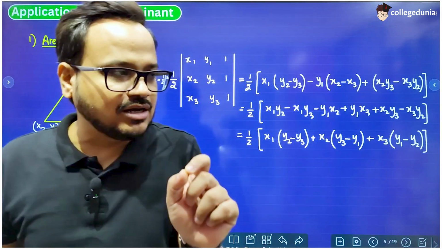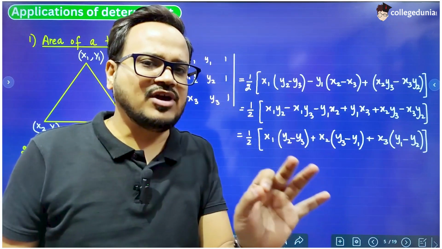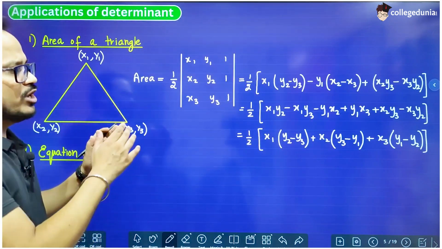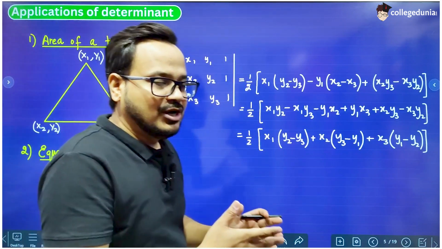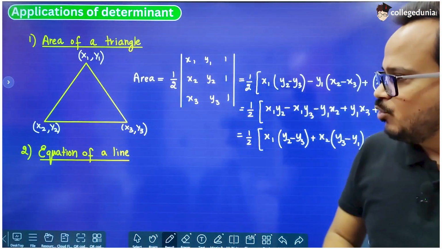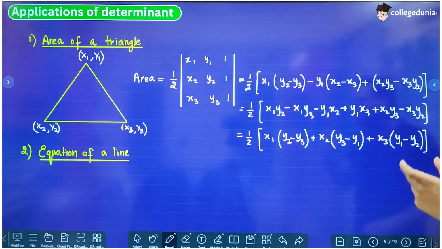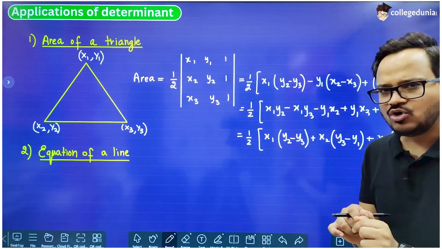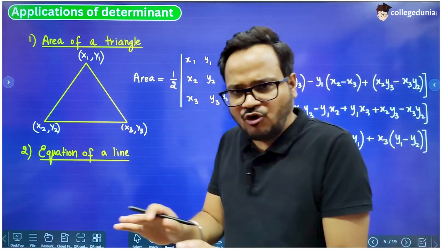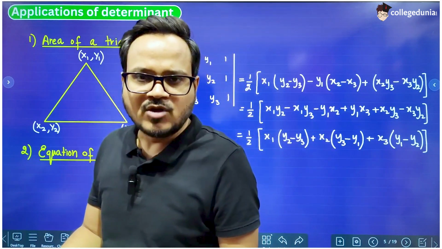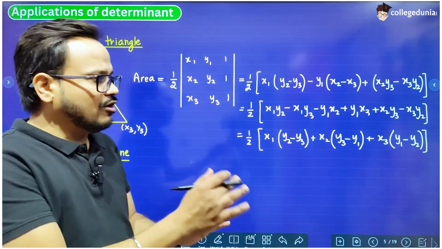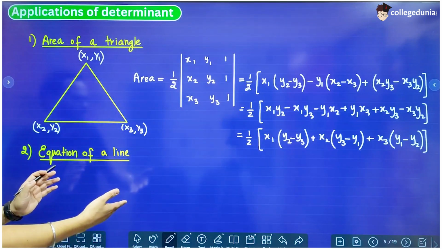If 3 points are given and we have to show that these 3 points are collinear, what we will do is simply put those 3 points in this formula and the answer will be 0, because if 3 points are collinear, a triangle cannot be formed using those 3 points. Or we can say that the area of the triangle formed by 3 collinear points is 0.